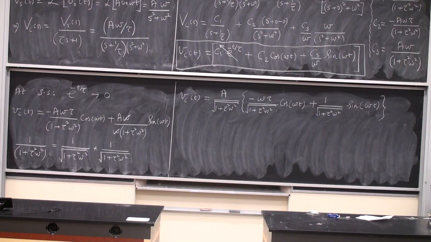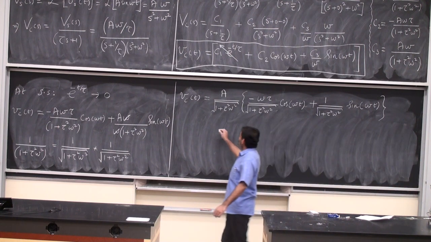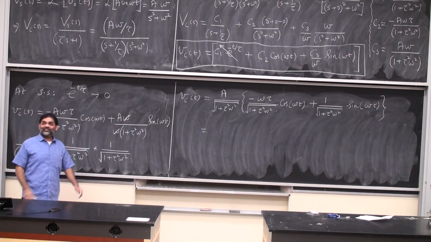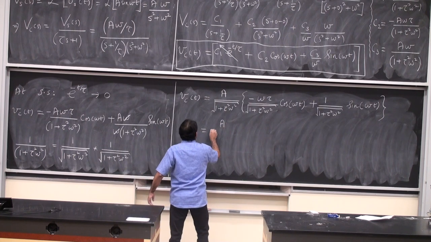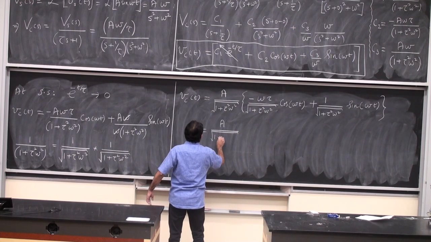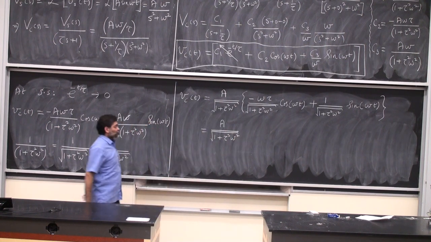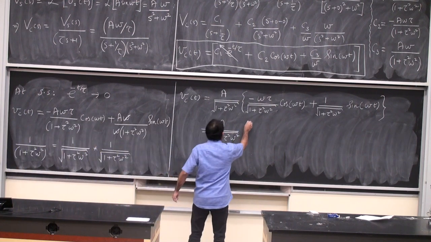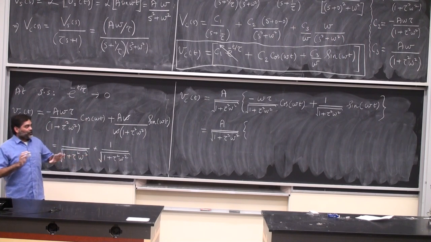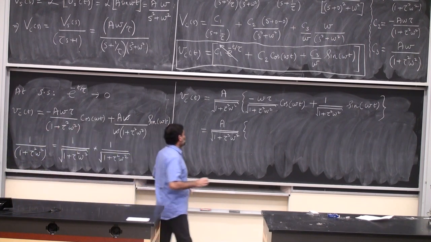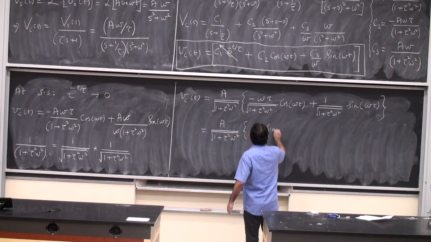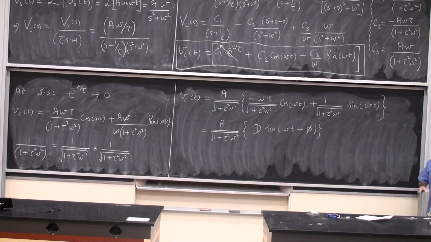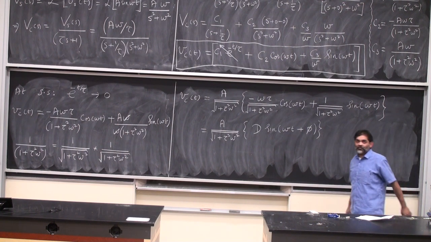Now, we're going to say the following. This is a lot of stuff to write, okay? So I want to come up with a succinct way of saying it. So this is A by square root of 1 plus tau square omega square. Leave that as it is. And inside, I'm going to replace that by a phase shifted sine wave with a magnitude d. And the question is, what is this phase phi? What is this magnitude d? Okay.